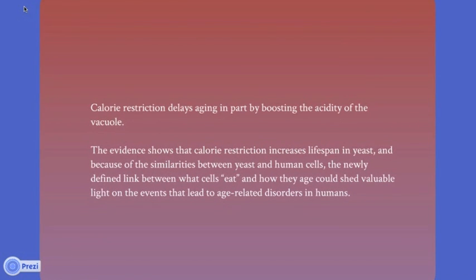Hughes and Gottschling found that calorie restriction, limiting the raw material cells need, delays aging in part by boosting the acidity of the vacuole. This preliminary evidence in yeast of how calorie restriction extends lifespan can hopefully be translated to higher organisms like humans. In conclusion, given the similarities in the fundamental biology of yeast and human cells, the researchers' newly defined link between what cells eat and how they age could shed valuable light on the events that lead to age-related disorders in humans.